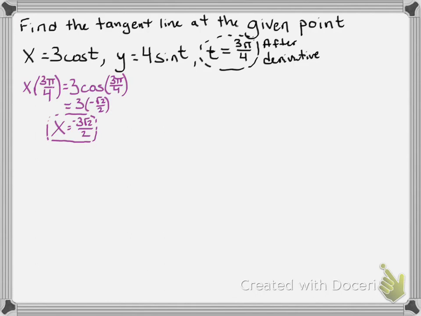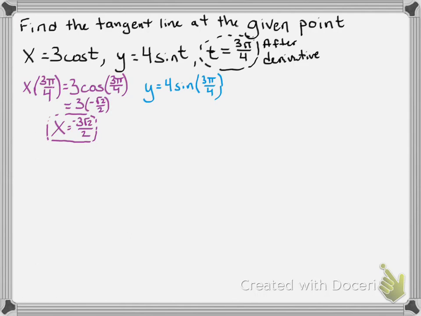Next, we're going to get the y value. To get the y value, we're going to utilize the same idea. We're just going to use the y function instead of the x function. And so in order to get my y value, y is equal to 4 times the sine of t. T is 3 pi over 4, and so I have 4 times sine of 3 pi over 4. Again, no calculator. You have to be able to do this trig on your own without a calculator at all.